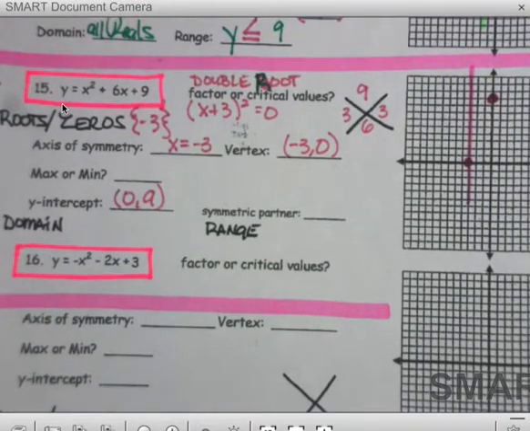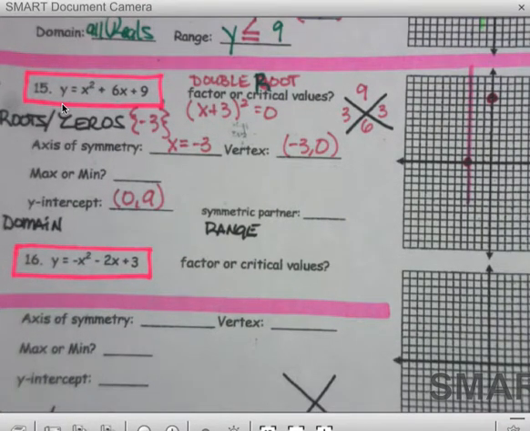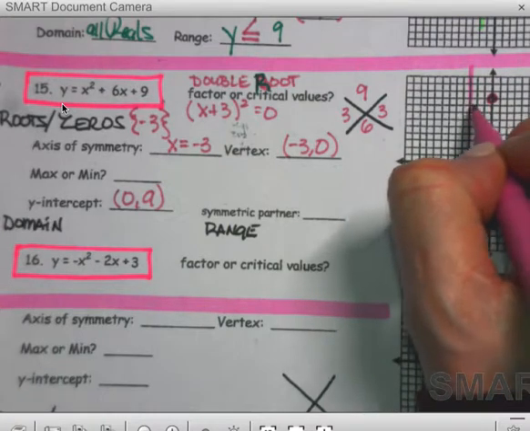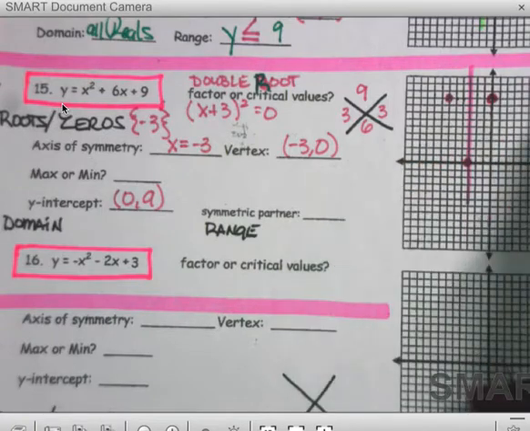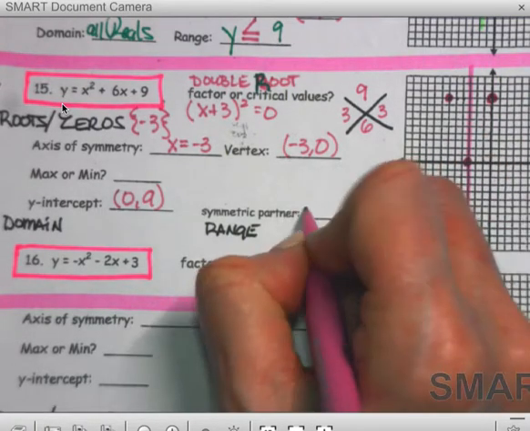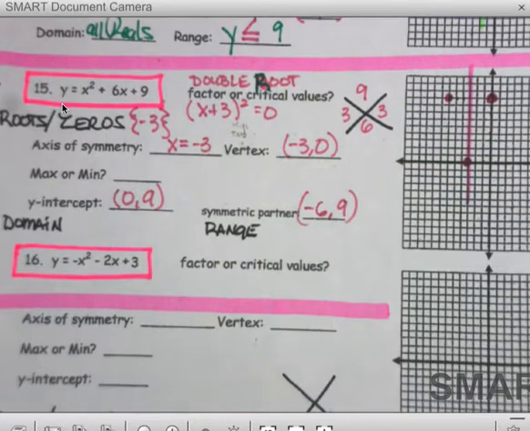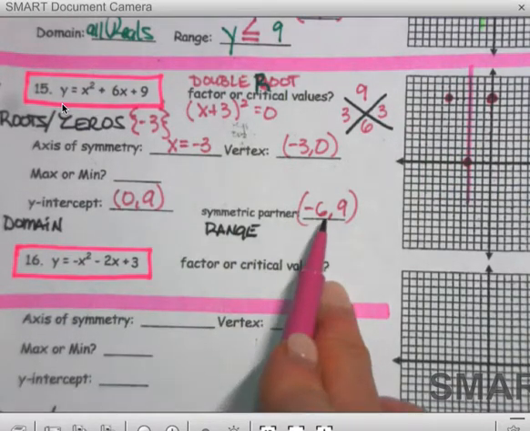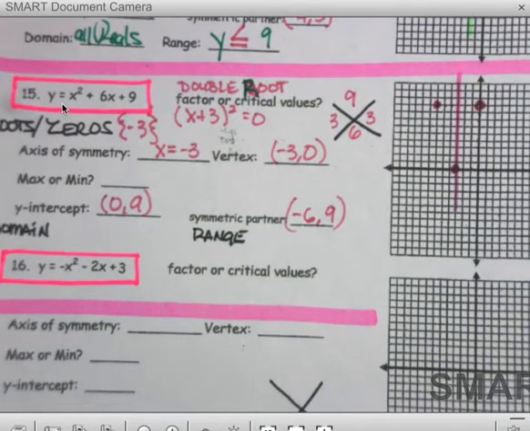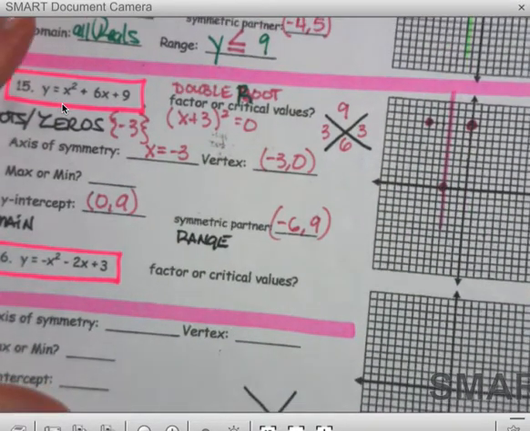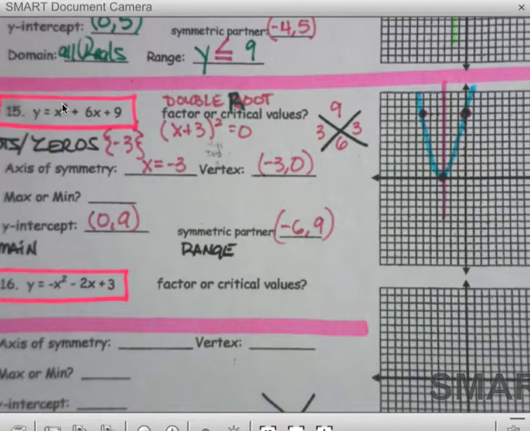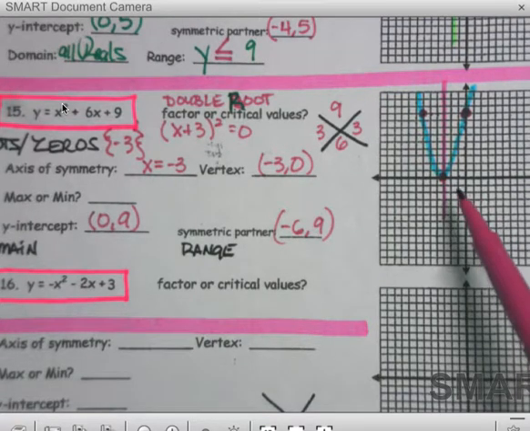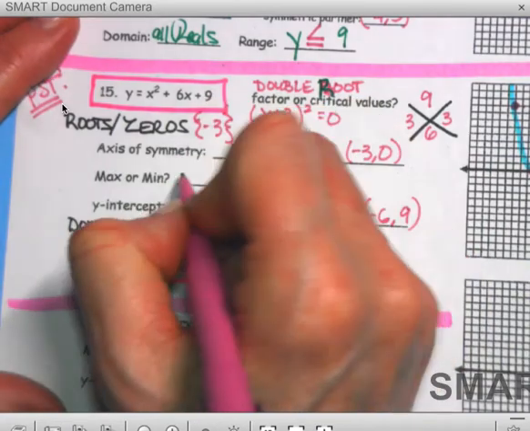I have my root and vertex plotted, and I notice that the y-intercept is 3 units to the right, so its partner is going to be 3 units to the left, putting me at (-6, 9). Noticing that they have the same y-coordinates but different x-coordinates. Now max and min, let me go ahead and sketch this in, and I'll try to make this a curve and not a sharp peak. Let's see, so I can see that my vertex is sitting down here at the bottom, so that means that my vertex represents a minimum point.